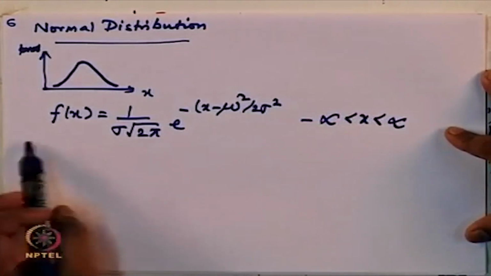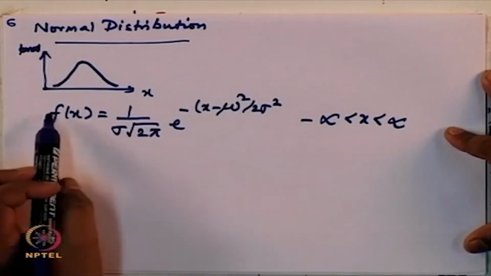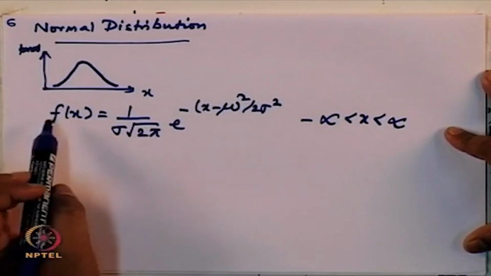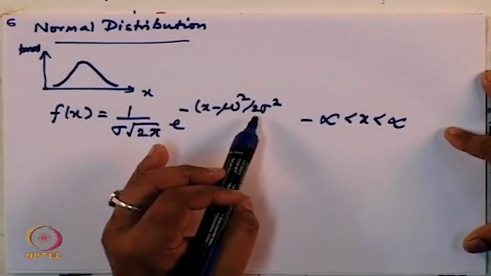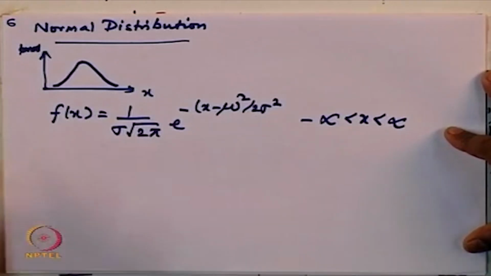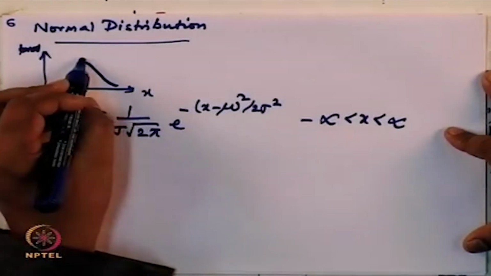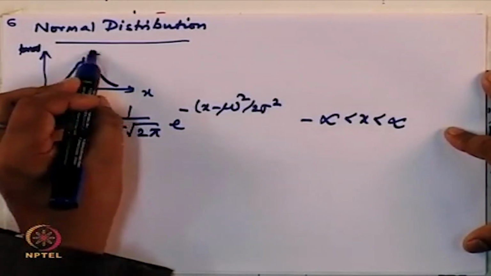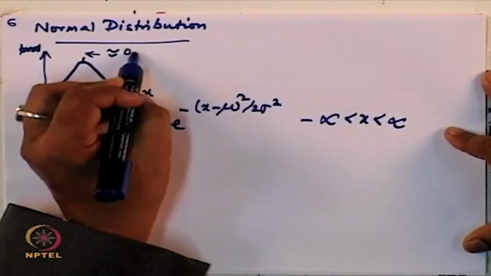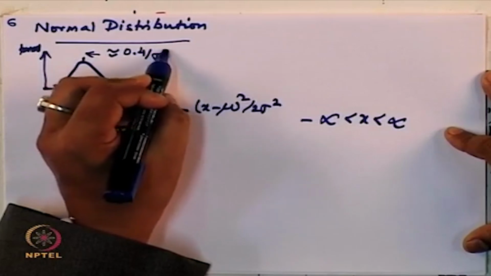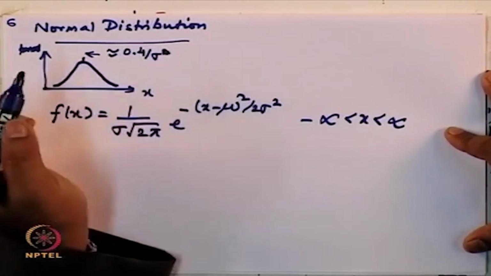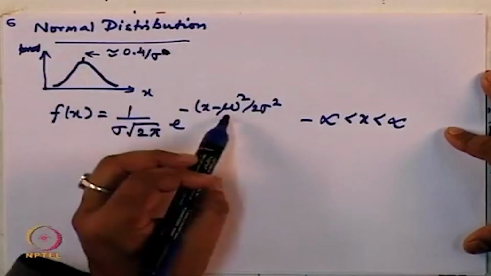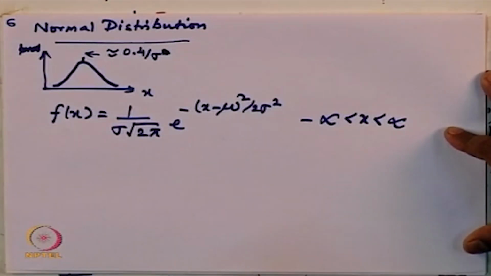So, you see there are two parameters here. Your probability density function is given by f of x equals 1 by sigma root 2 pi e to the power minus x minus mu whole square by 2 sigma square. Typically this peak is roughly 0.4 by sigma. We want to know what these values mu and sigma respectively are.